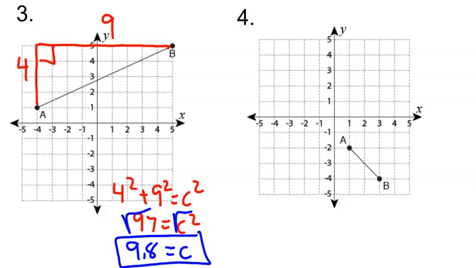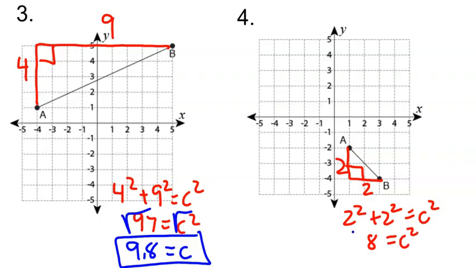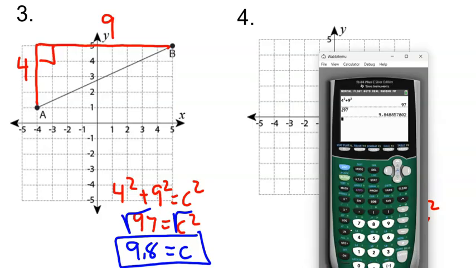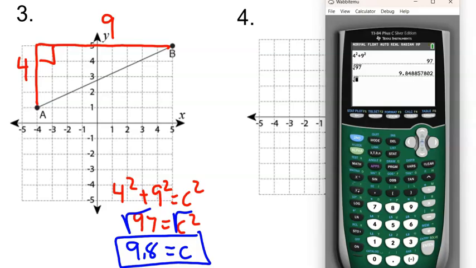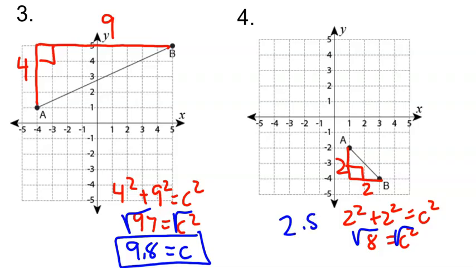Last one. Create your 90-degree triangle. Take your vertical and horizontal measurements. 4 plus 4 is 8. Square root both sides. And now I'll find the square root of 8, and I'll round to the nearest tenth, 2.8. And that's how you use the Pythagorean theorem to find distance.